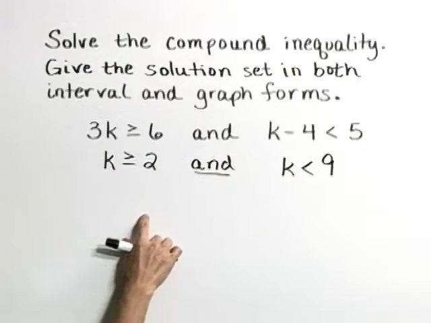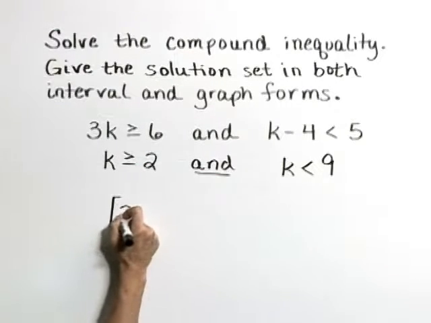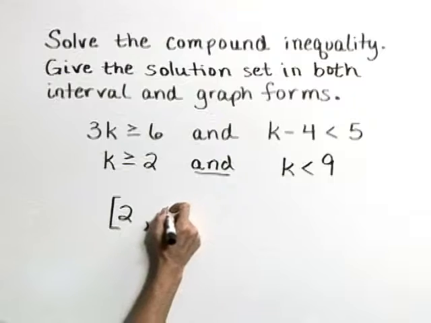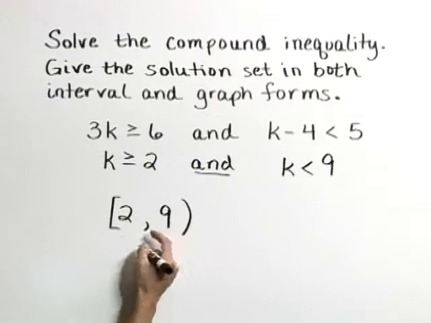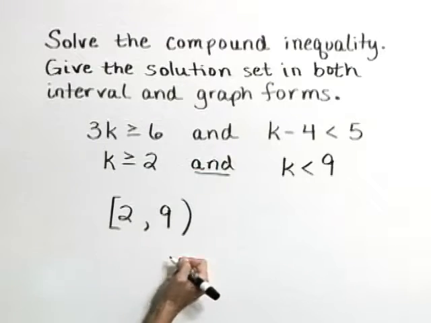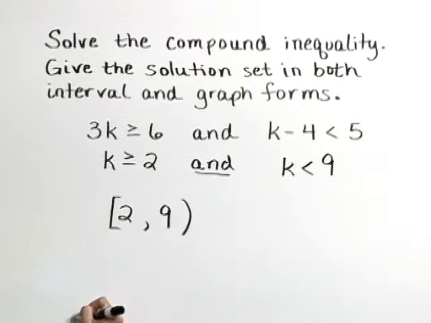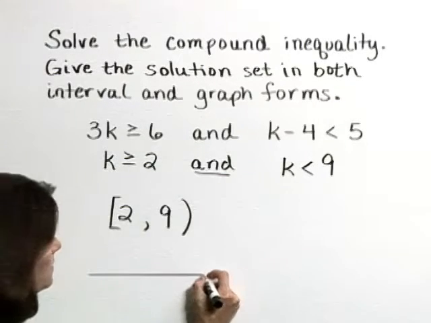So in interval form, we would write that solution as [2, 9), where the 2 is included in the solution because of that equal sign. However, the 9 is not, as this is a strict inequality. We also would like to graph this solution set.